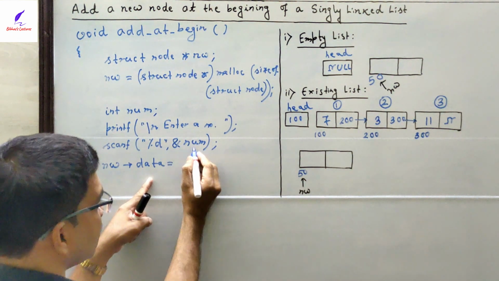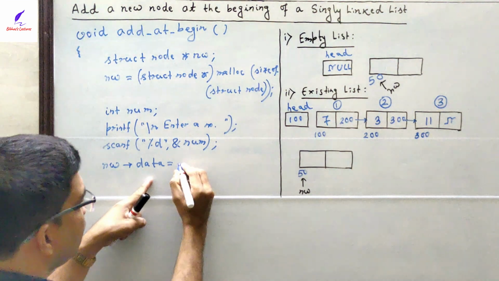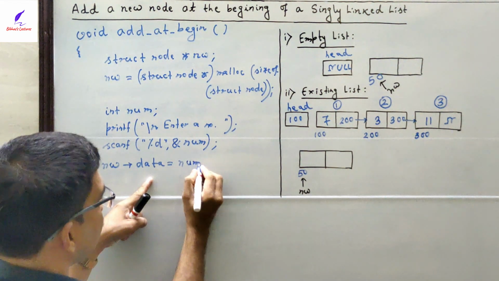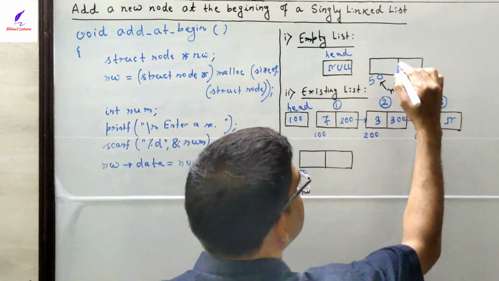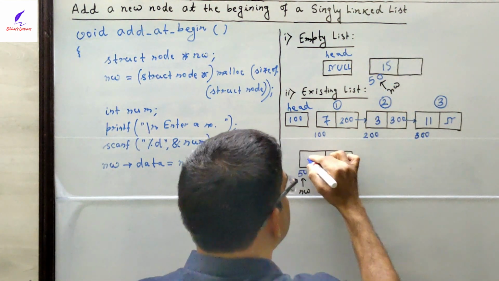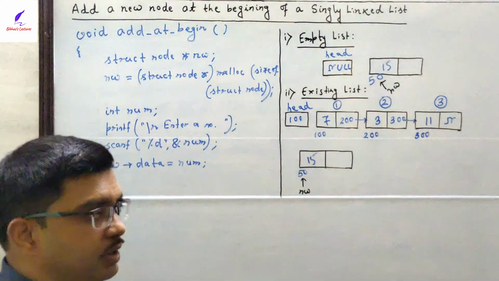What are we going to store? The value that we have just taken from the user, that is num. So this num is going to be stored here. Suppose the number that we have taken from the user is 15. So we have stored the value 15.